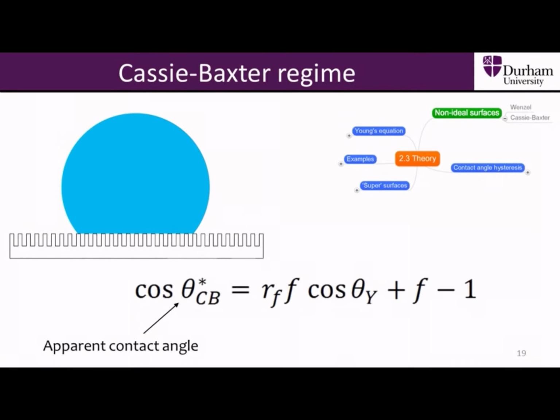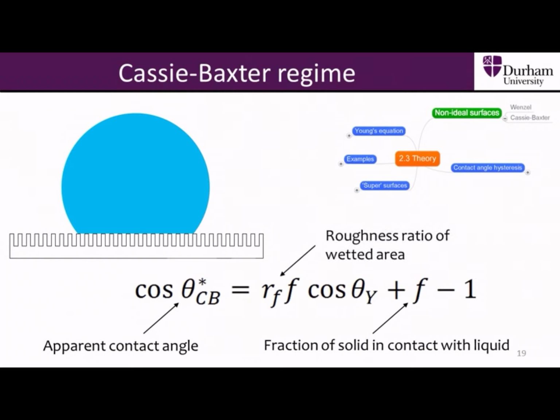The apparent contact angle is modified further from Young's equation in the Cassie-Baxter regime. Here, F denotes the fraction of the solid surface which is in contact with the liquid, i.e. the fraction of the solid that is wet, and RF is the roughness ratio of the wet area. In most cases, the Cassie-Baxter equation predicts a higher apparent contact angle relative to the Young angle. This is different to the Wenzel equation, where the apparent angle is higher only when Young's angle is greater than 90 degrees.